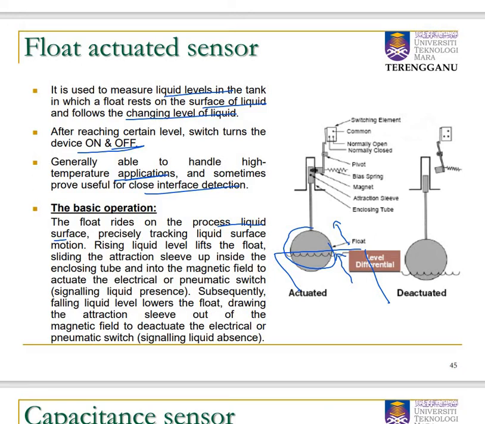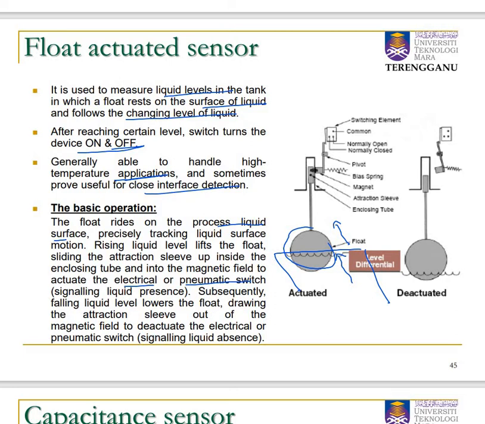So sliding the attraction sleeve up inside the enclosing tube and into the magnetic field to actuate the electrical or pneumatic switch. So when this level increases, there is a magnetic field, and this signal will actuate the electrical or pneumatic switch.